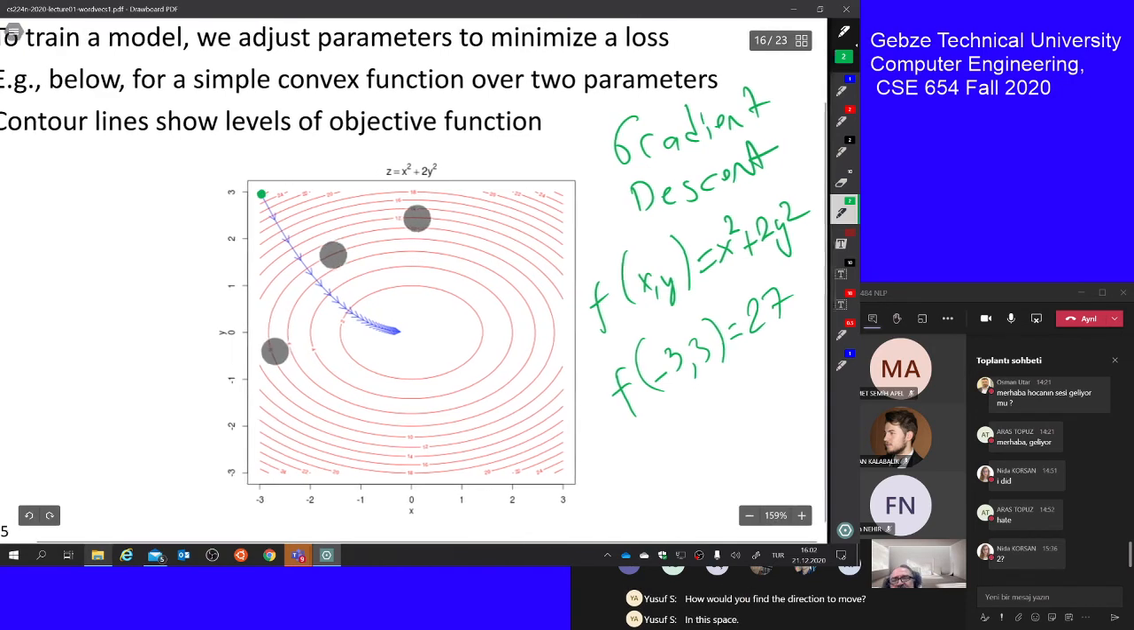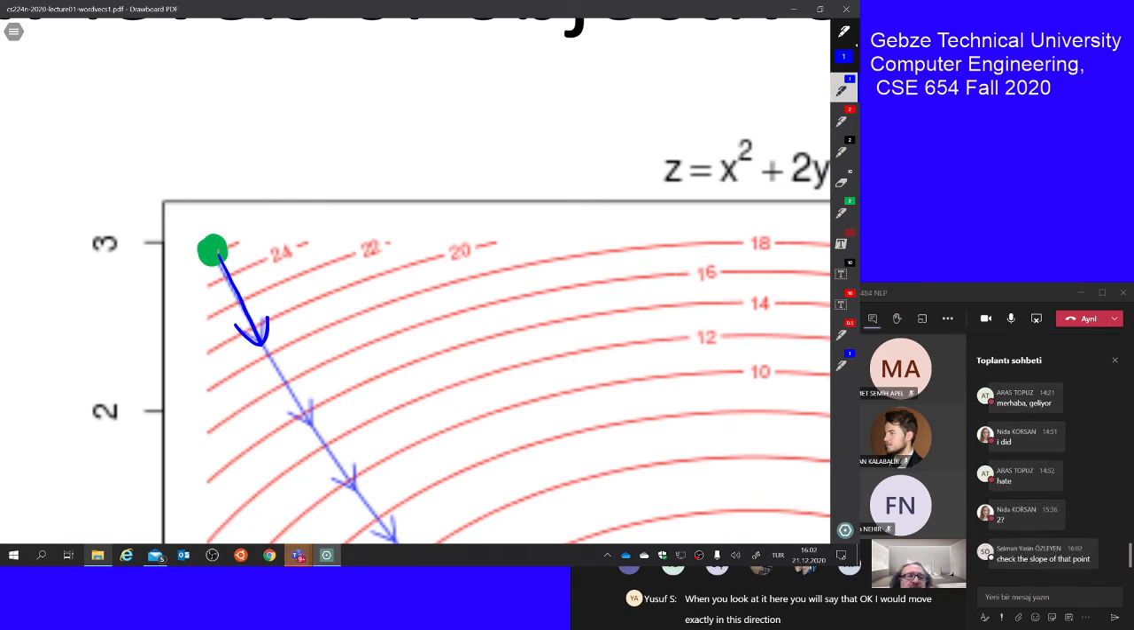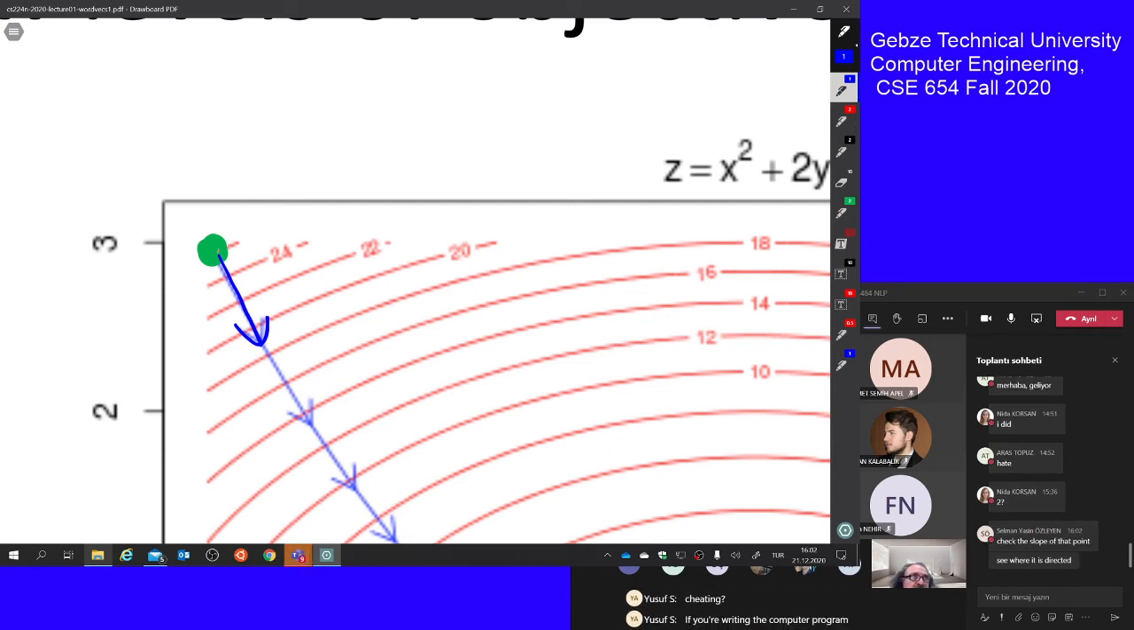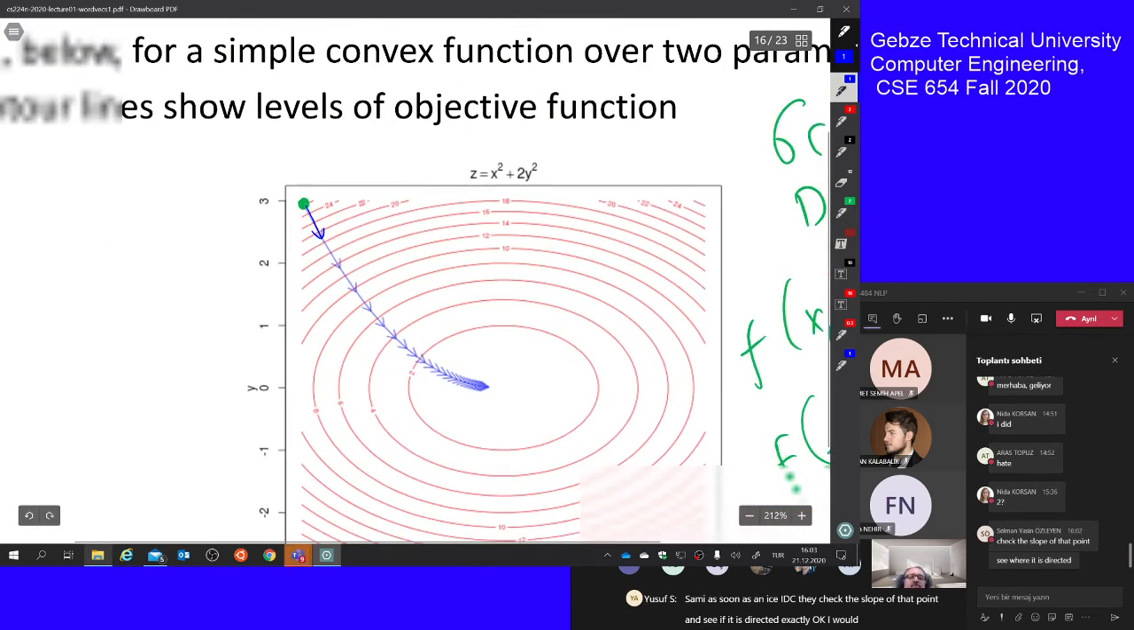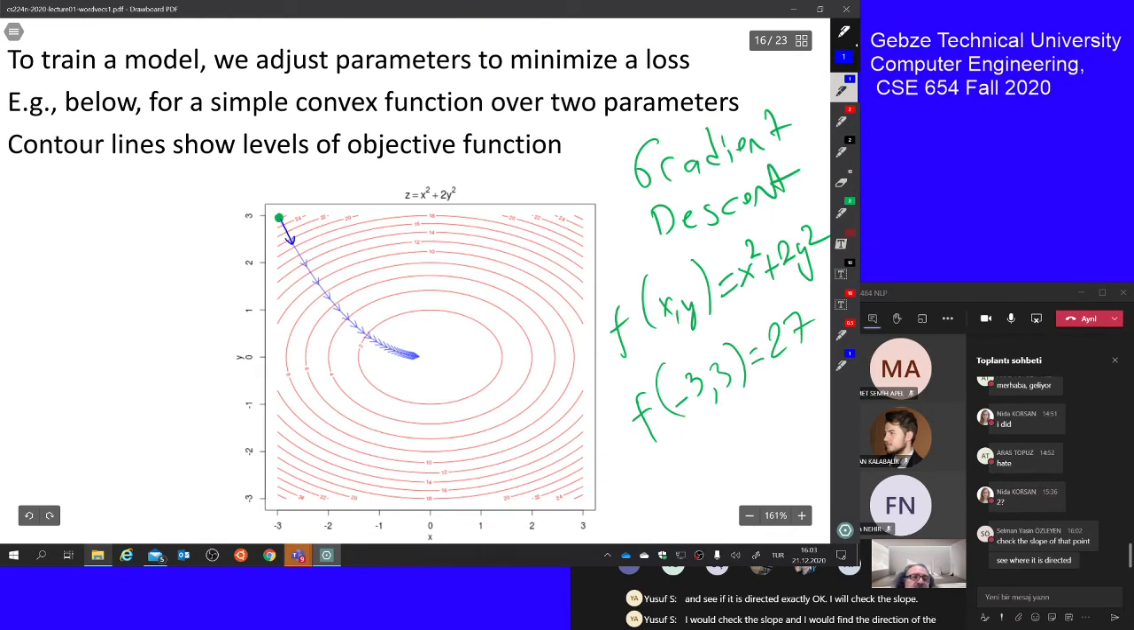When you look at it here, you would say that I would move exactly in this direction, right? But you are looking at the picture. This is kind of cheating. If you are writing a computer program, you don't have this picture in your hand. Selman Yasin has a nice idea. He says, check the slope at that point and see where it is directed. Exactly. I would check the slope and find the direction of the slope. Wherever it is going downwards, I will follow that direction.